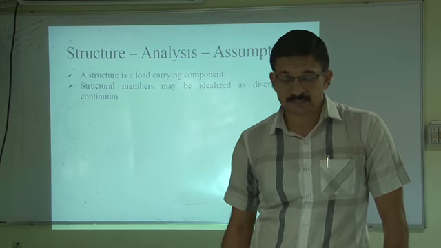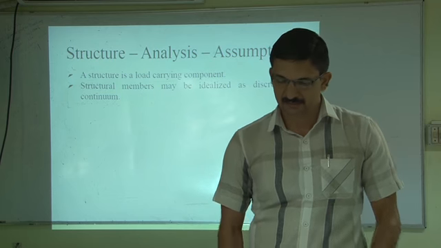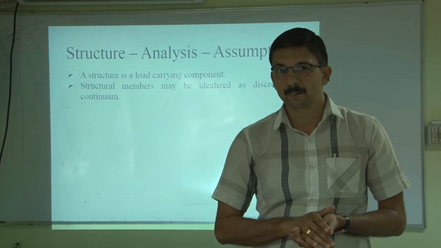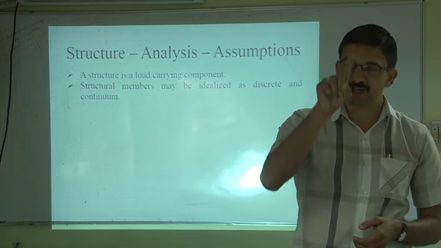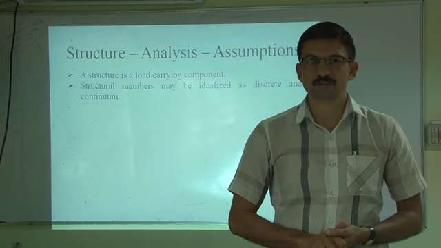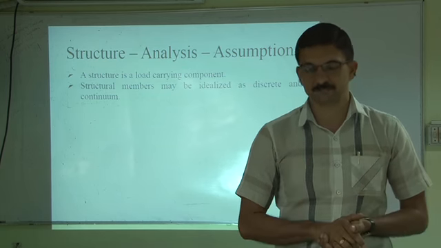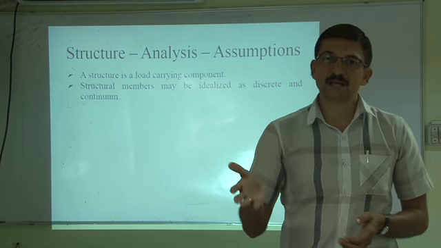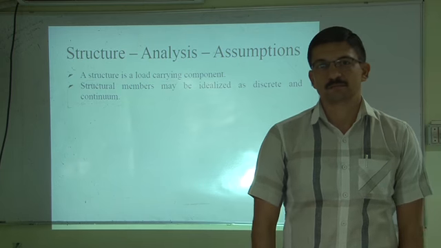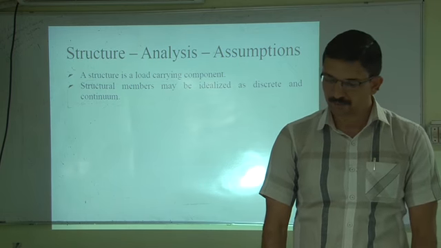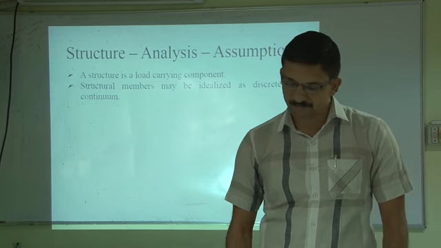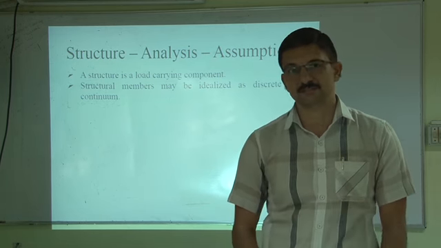Structural members, as it is given there, can be idealized as discrete structures or continuum structures. For example, a beam or a column. A column is a vertical member. A beam is a horizontal member which carries load. They can be idealized for analysis as a discrete structure. On the other hand, a slab, say a roof slab, say a concrete wall or a retaining wall, can be idealized as a continuum structure. In this particular subject, we confine ourselves to the analysis of discrete structures.